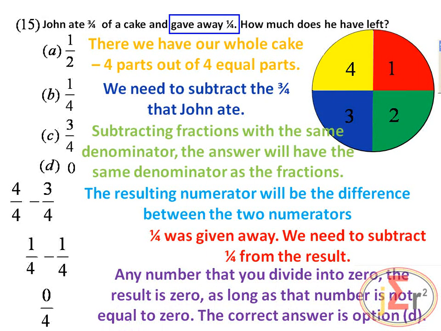Any number that you divide into 0, the result is 0, as long as that number is not equal to 0. When the number that we are dividing by is equal to 0, then we run into trouble. The correct answer is option D.